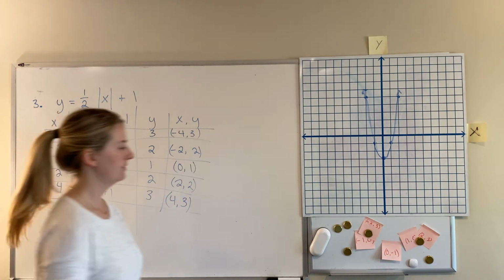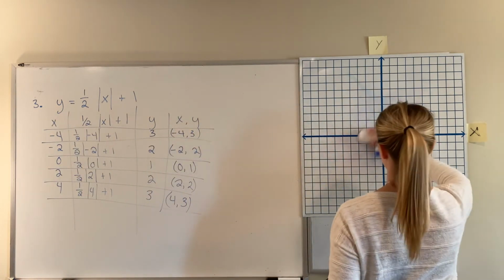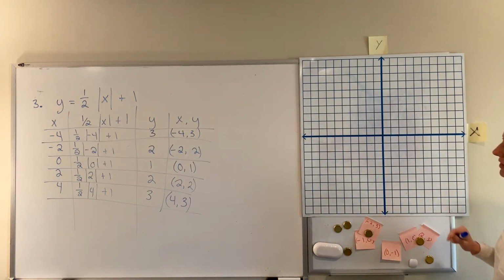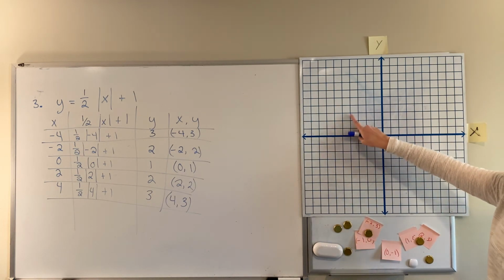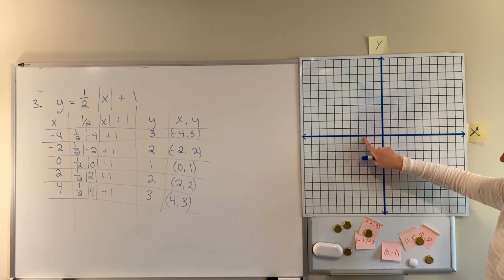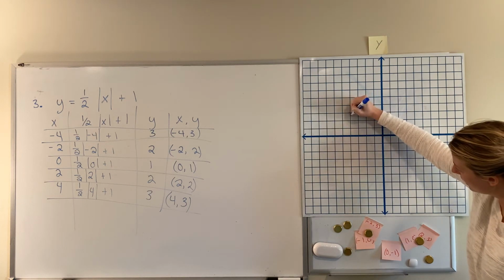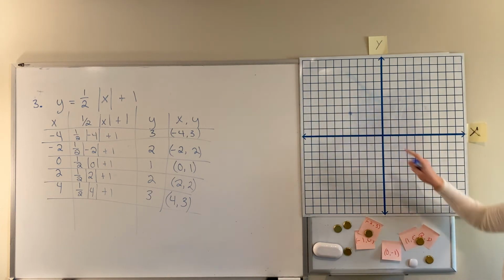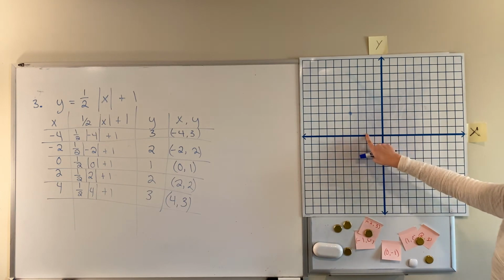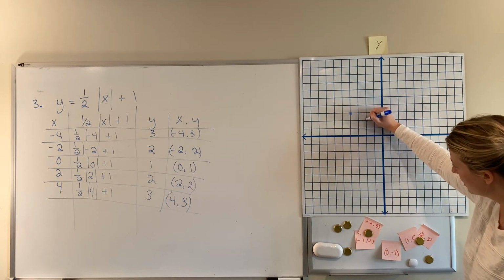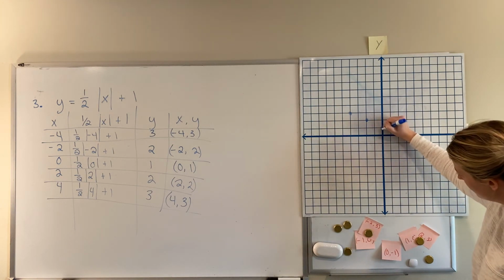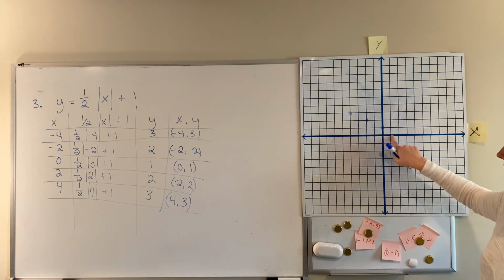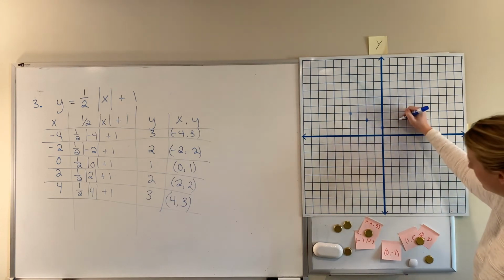Next step is to graph it. Our first value is -4, 3. So when x is -4, 1, 2, 3. Y, oh not 3. 1, 2, 3, 4. Y is 3. 1, 2, 3. Put your point right here. Next, -2, 2. So when x is -2, y is +2. Put your point right there. Third value, when x is 0, y is 1. Put your point there. When x is +2, y is 2.